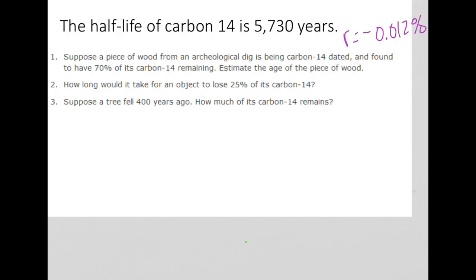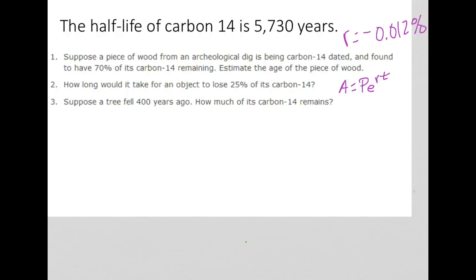So we get that rate, and now question number one says, suppose a piece of wood from an archaeological dig is being carbon-14 dated. It is found to have 70% of its carbon-14 remaining. Estimate the age of the piece of wood. So again, we're going to use our equation, A equals P times e to the r times t. And let's think about how this is going to work. How do we deal with the percents here?